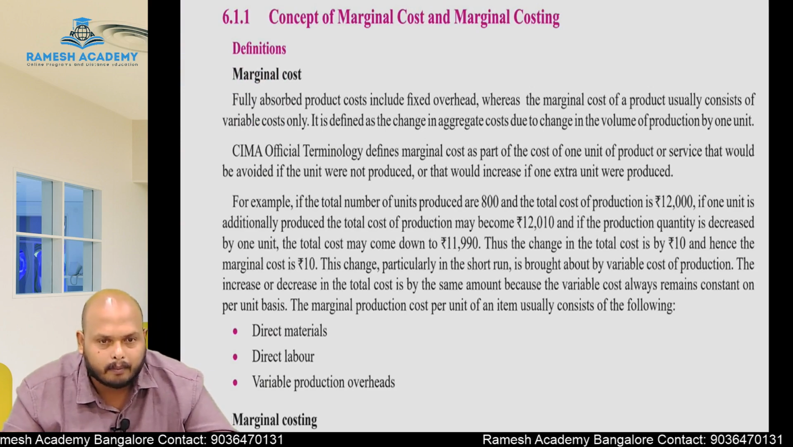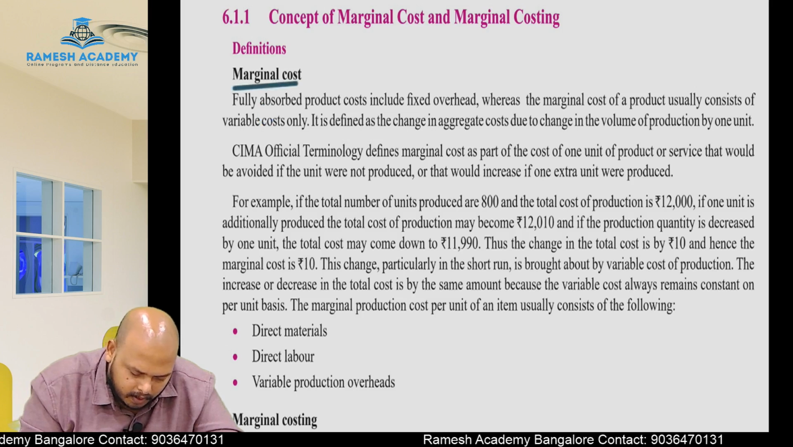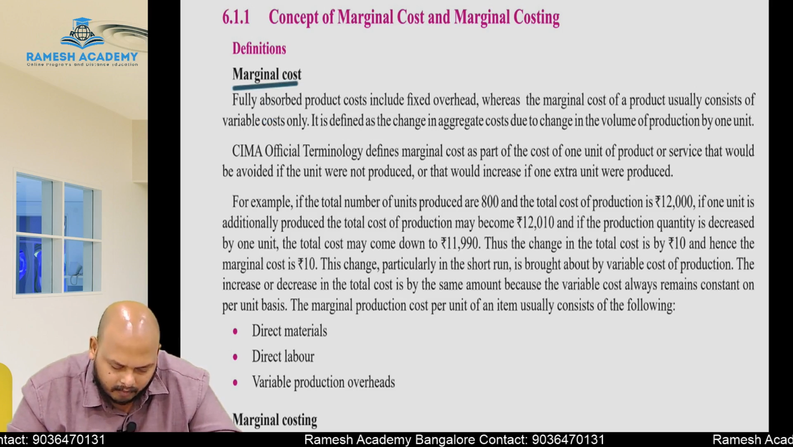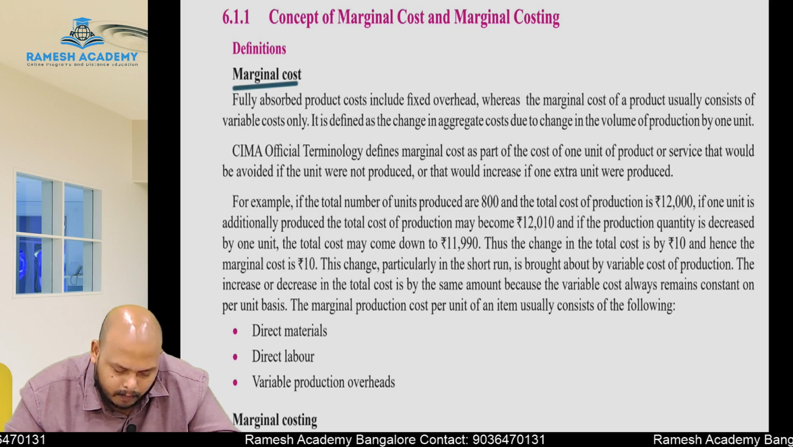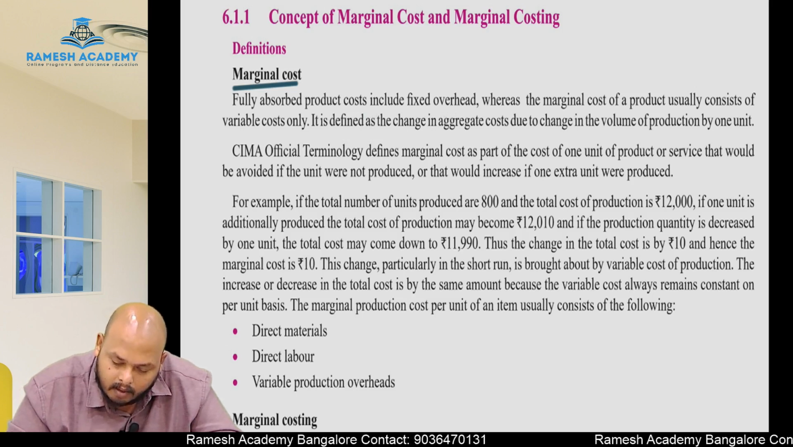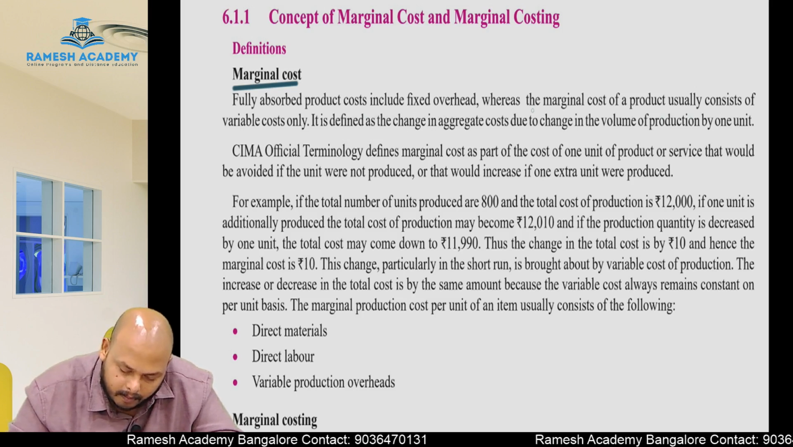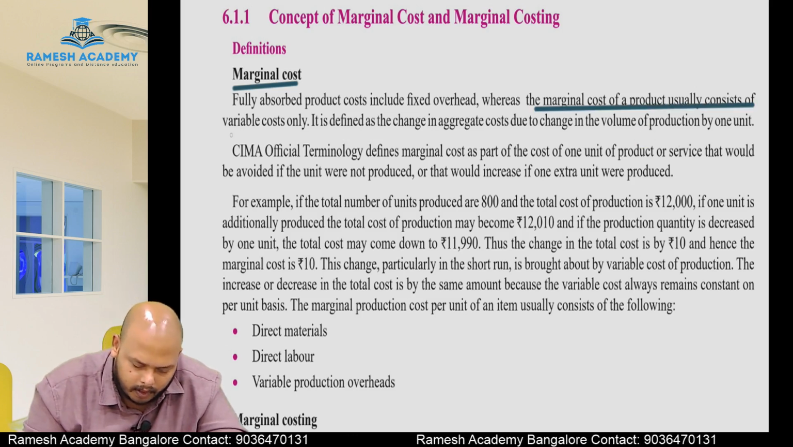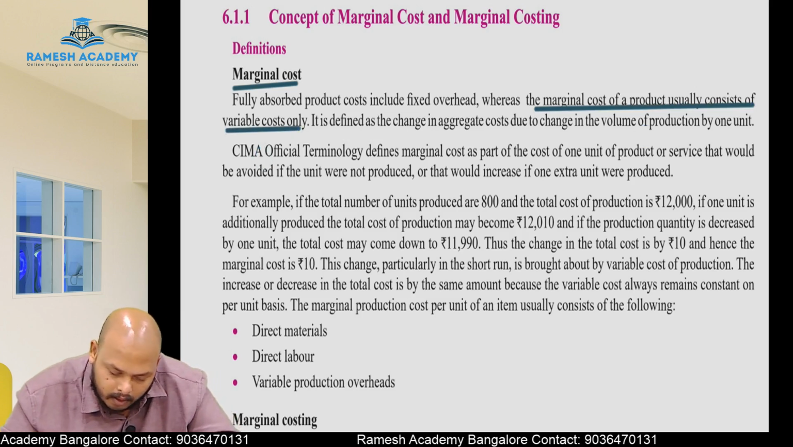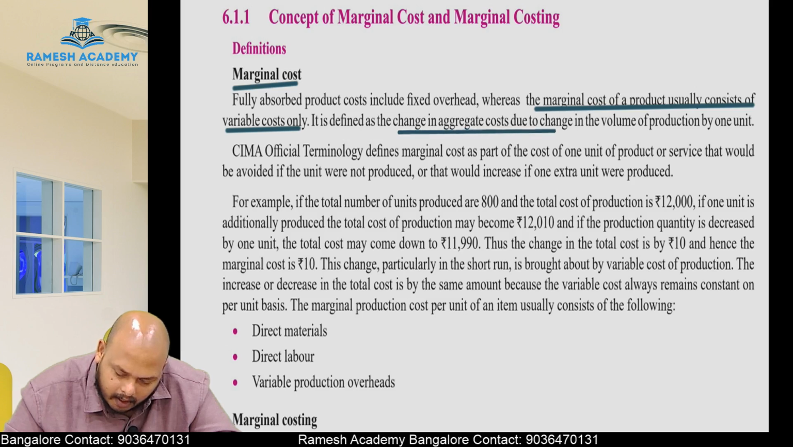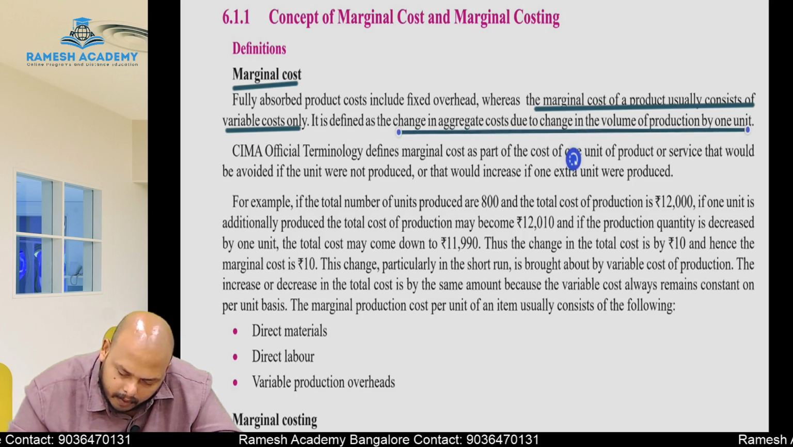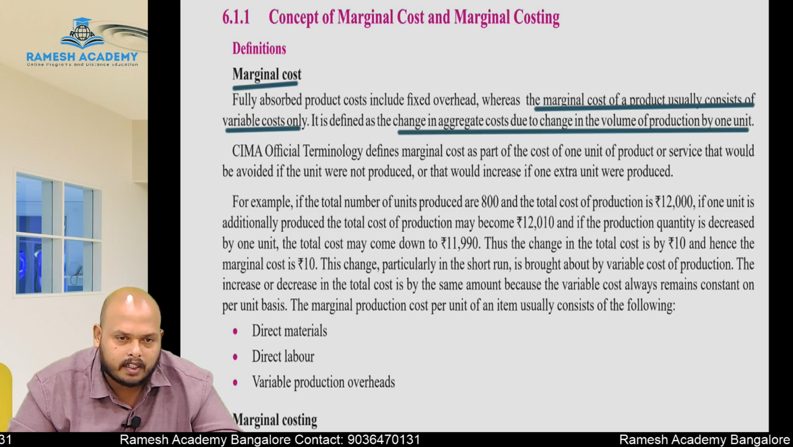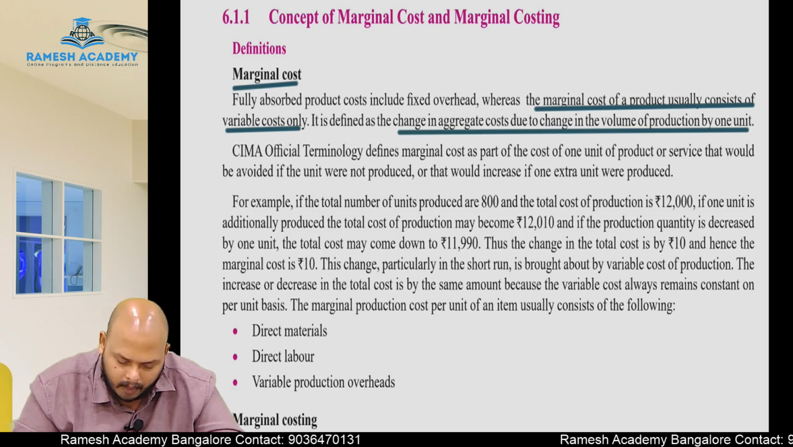Topic number 6.1.1, definition. They gave the marginal cost definition. We can write any one definition. Fully absorbed product cost includes fixed overhead, whereas marginal cost of a product usually consists of variable cost only. It is defined as the change in the aggregate cost due to the change in the volume of production by 1 unit. That is, the extra cost incurred for producing 1 unit is called marginal cost.